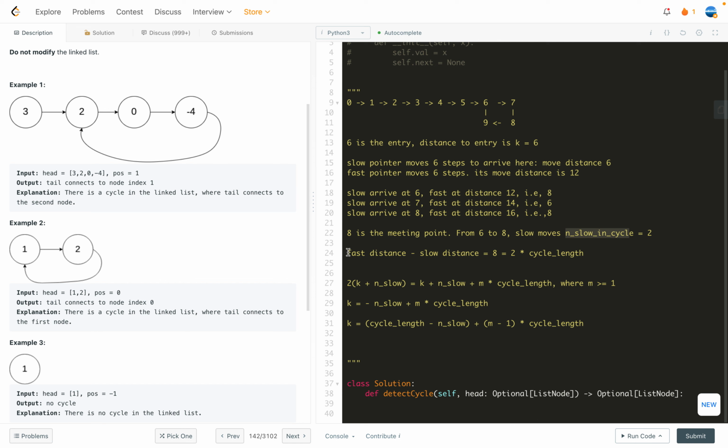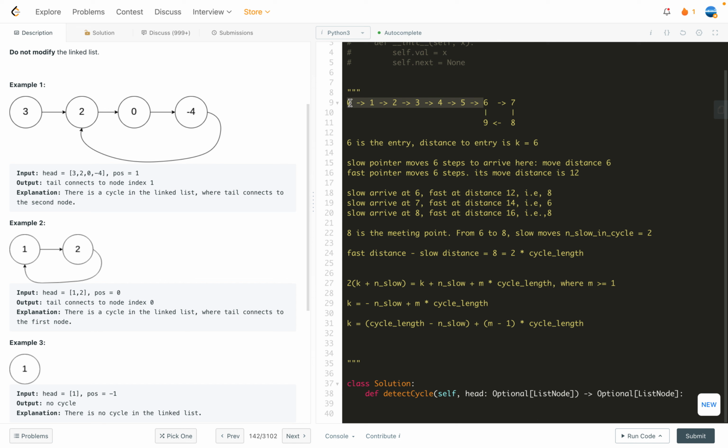In this case, the fast distance minus the slower distance is 8, because the slower travels 8 steps and the fast travels 16 steps. So 16 minus 8 equals 8. Here 8 is nothing but 2 times the cycle length. The cycle length here is 4, because the slower pointer needs a long time to arrive at this entry point, but the fast pointer has already arrived, so it began to cycle here. That's the main logic.